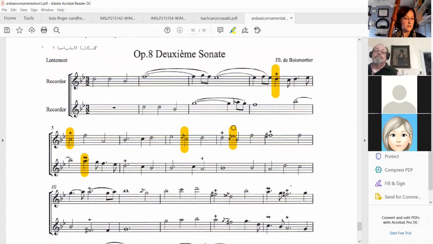All right, here we go. Play along if you want to. You can play along with me on the first line, or you can try the second line. Here we go. 1, 2, 3.